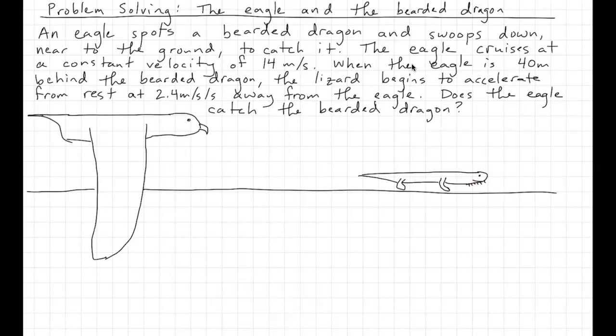The eagle cruises at a constant velocity of 14 meters per second. When the eagle is 40 meters behind the bearded dragon, the lizard begins to accelerate from rest at 2.4 meters per second squared away from the eagle. Does the eagle catch the bearded dragon?